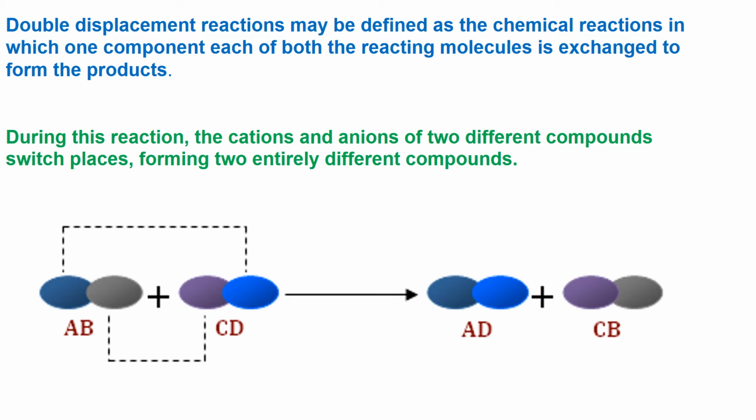Here cations and anions of two different compounds switch places. They exchange their places. That means there is a mutual exchange of ions taking place in this reaction. So entirely two different compounds will be formed. So two compounds combine to form two new compounds by mutually exchanging ions between them. Let us see how it happens.